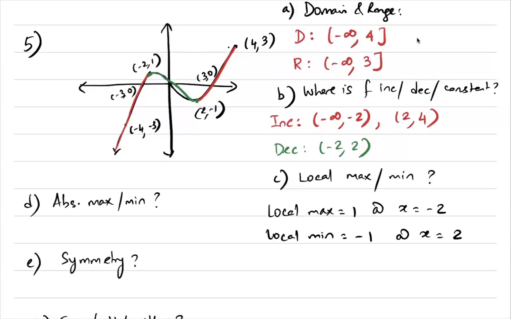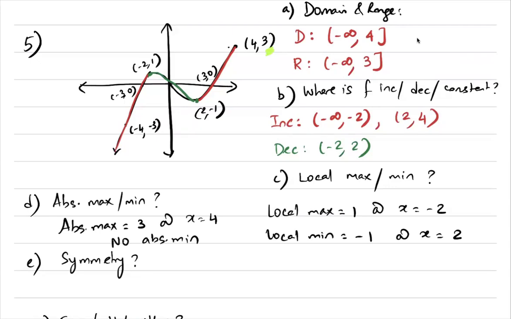The next question is, does this graph have any absolute maximum or minimum? It has an absolute maximum, right? Because this value of 3 is the highest value that any y value has in this graph. So it has an absolute maximum, which is 3, and that happens at x equals 4. And there is no absolute minimum because your graph goes to negative infinity down.